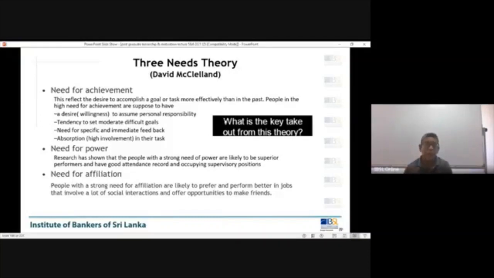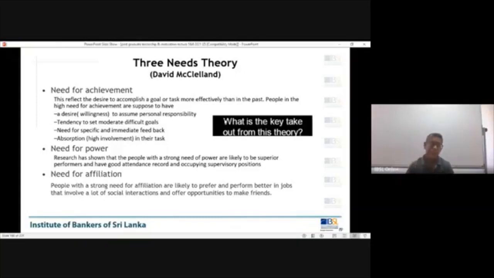Some people go for achievement, and you must give them a challenge, because they want to go for a personal goal. They go for a difficult task. Now, have you identified the different need requirements of people?